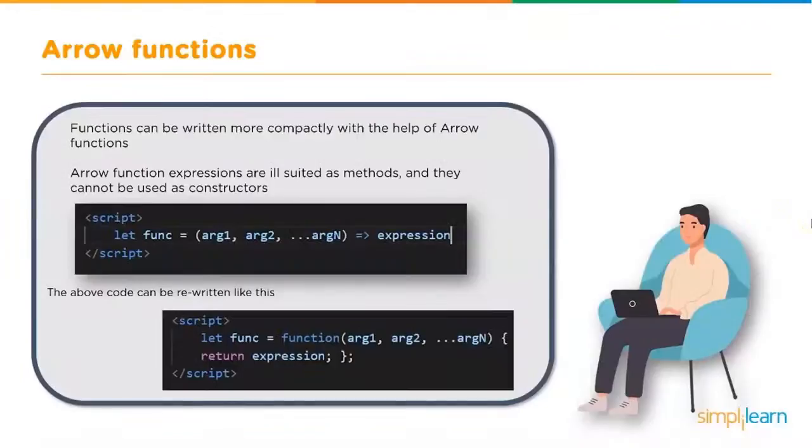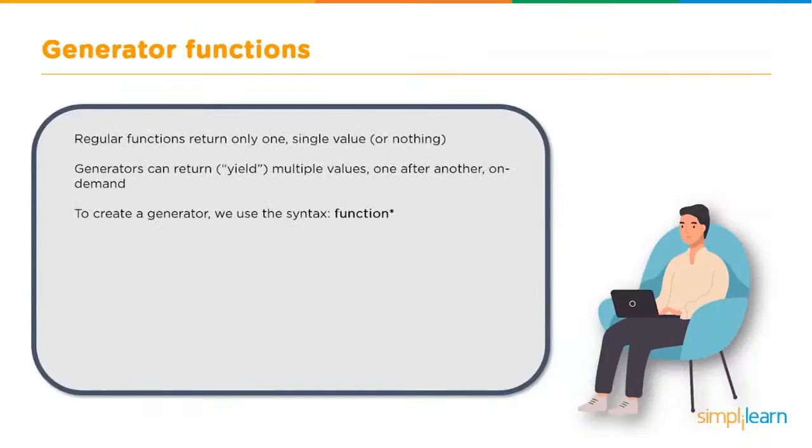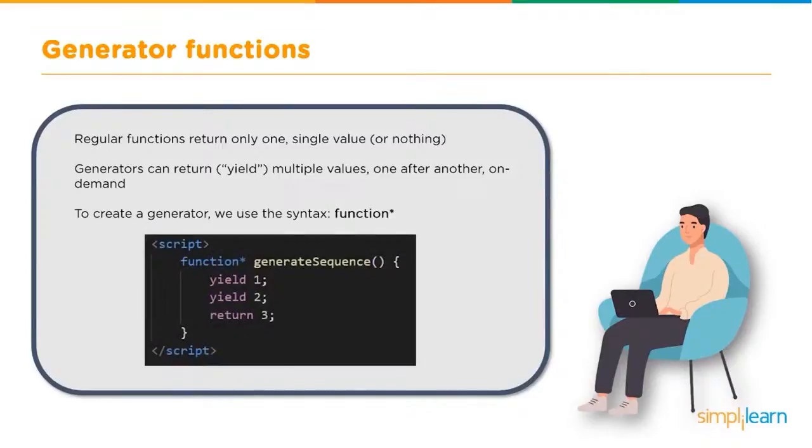Moving on, let's look at the generator function. Now regular functions typically return only one value, right? Or a single value, or sometimes even nothing. But a generator function can return multiple values. And the speciality is that it can do so on demand. Now to create a generator function, we make use of an asterisk. So an asterisk indicates that the function is a generator function.